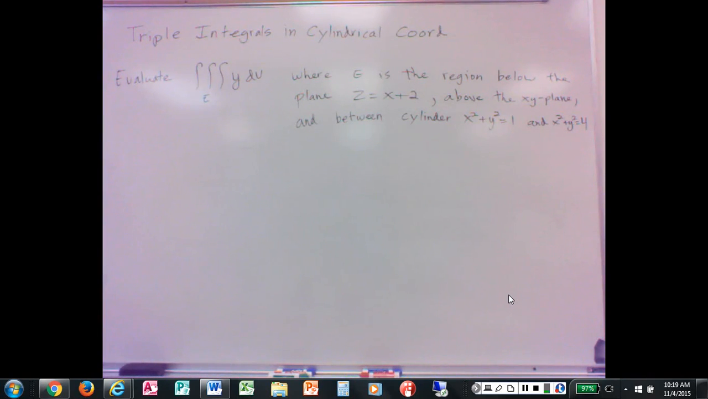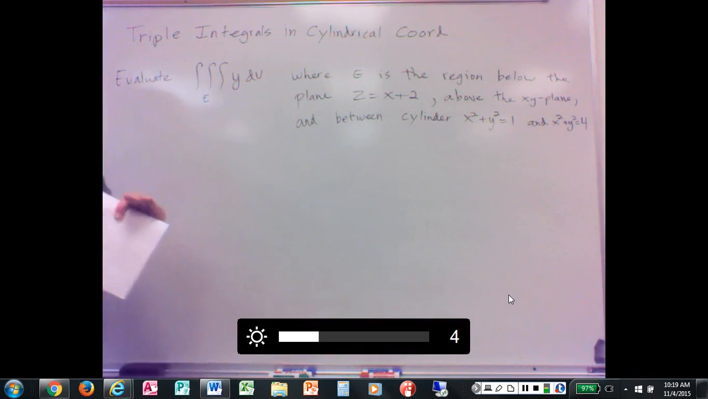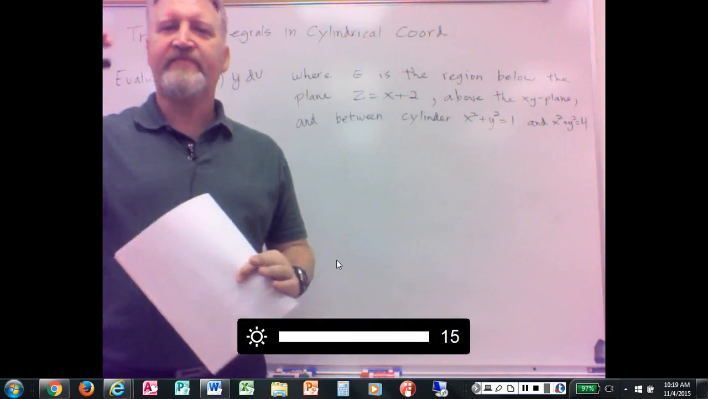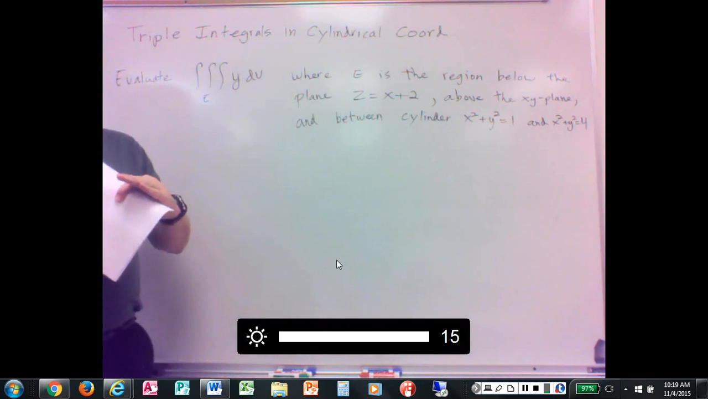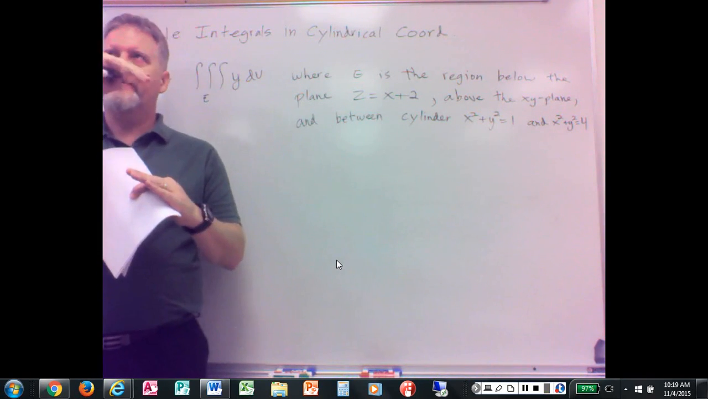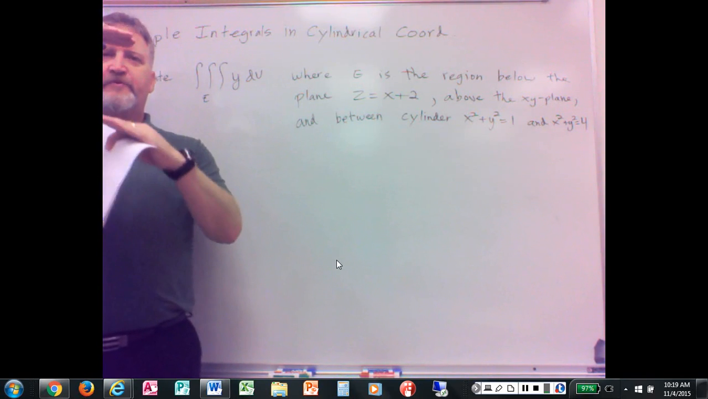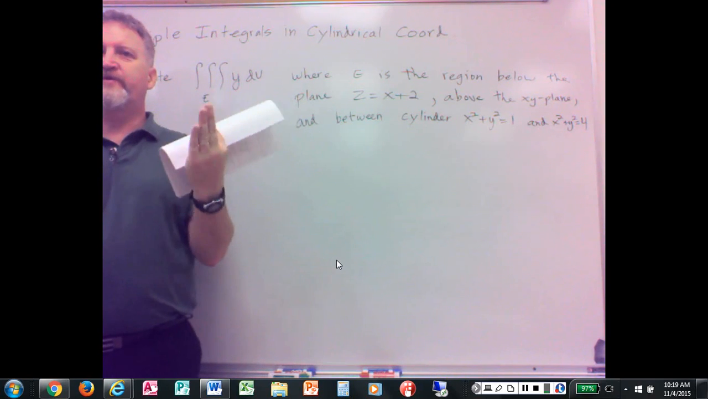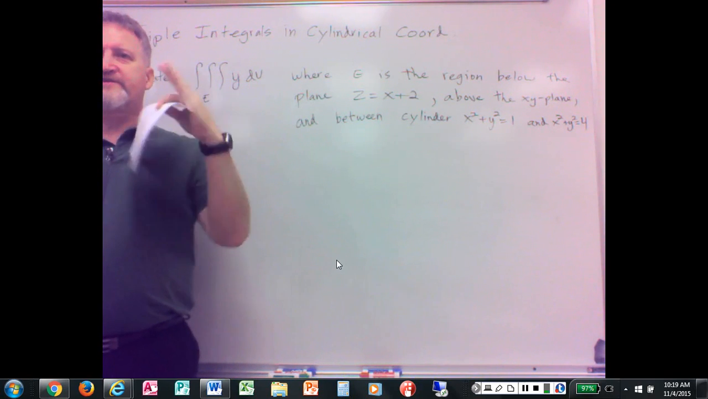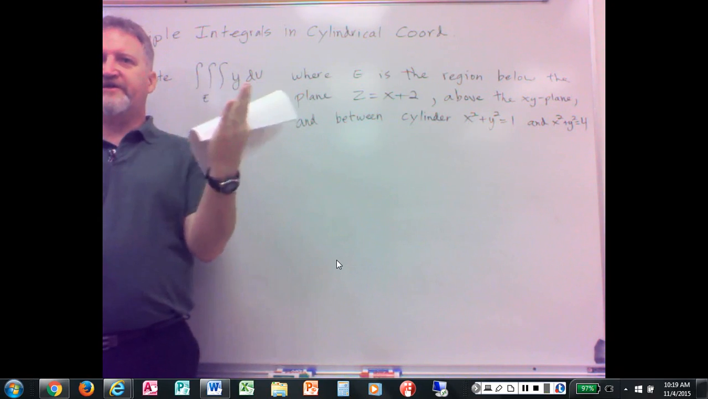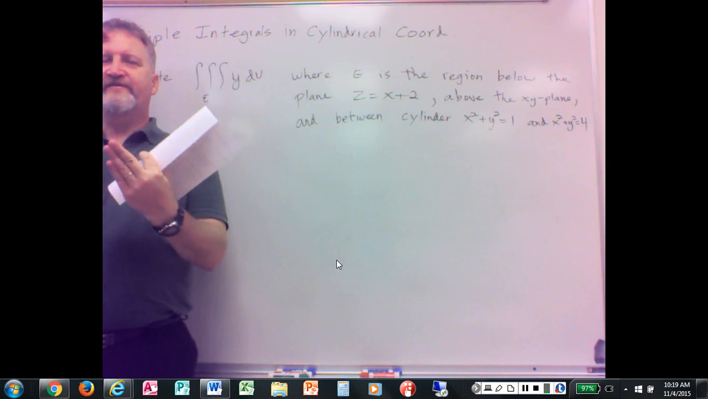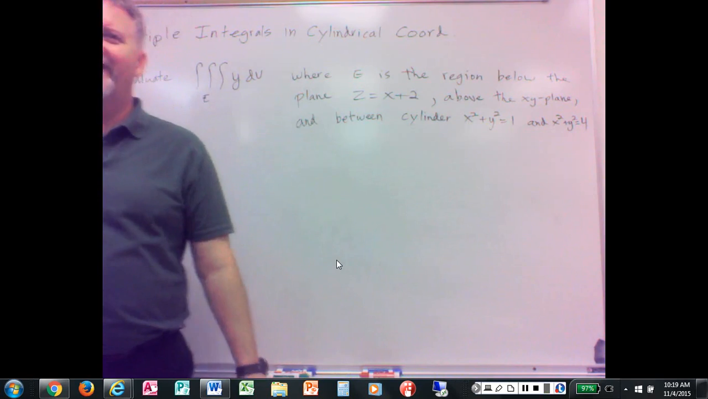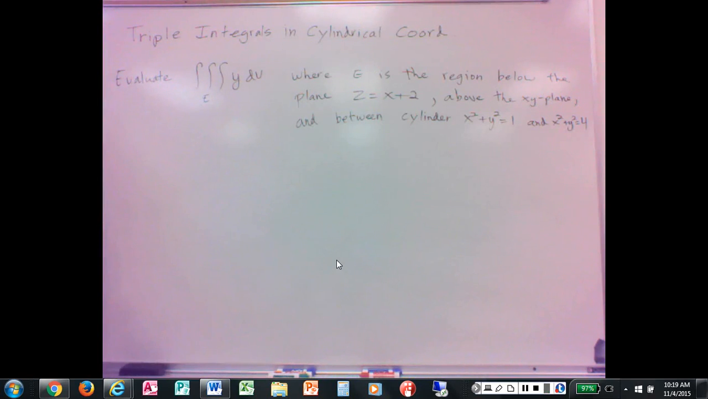So you've got it bounded by that plane, whatever it looks like, above the xy plane, but you've also got it bounded on the sides. So you've got cylinders, so you've kind of got a shell. Kind of a weird thing, but I'm not going to try to draw it.